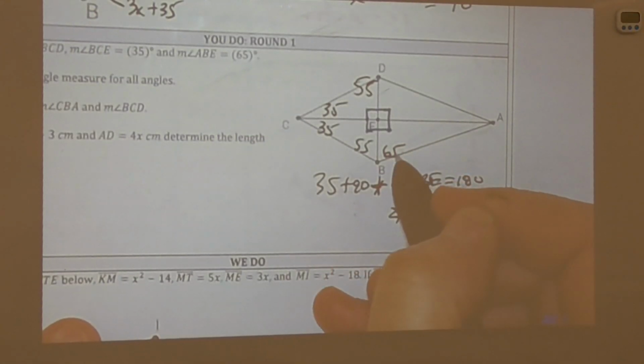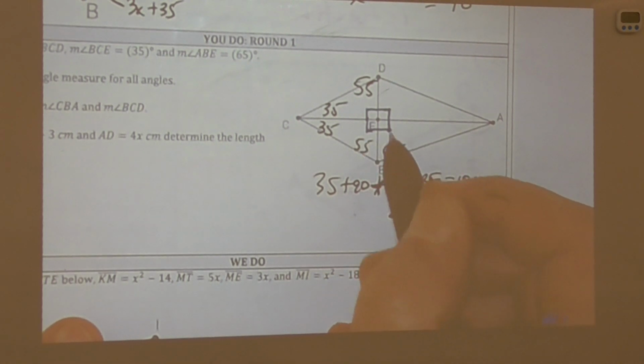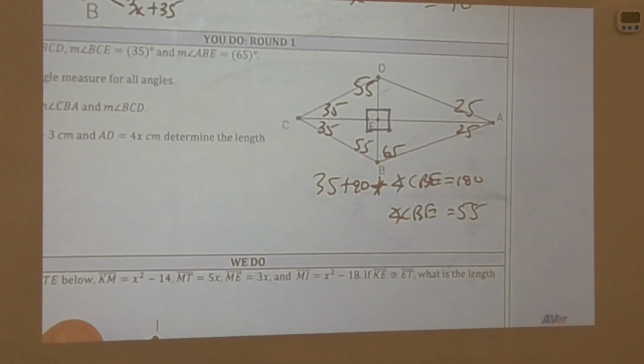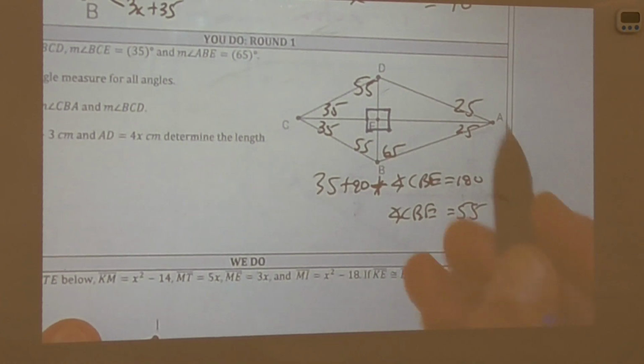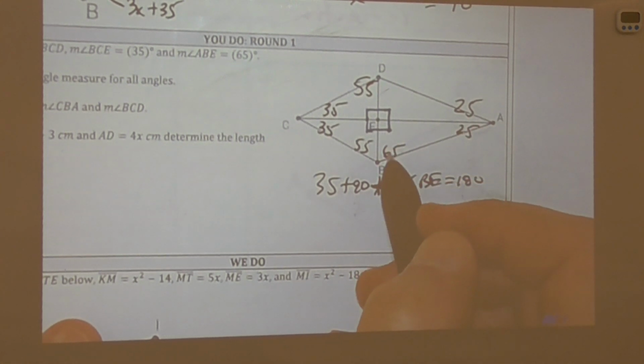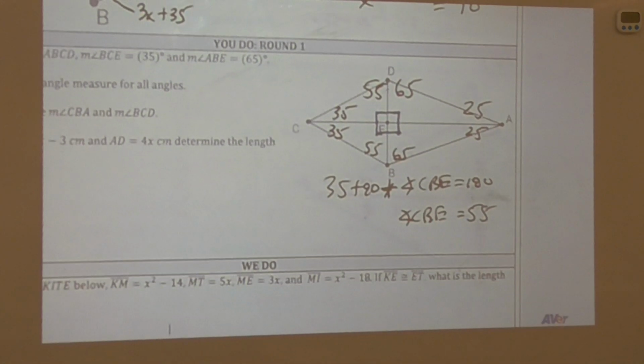Now we have 65 and 90 instead of 55 and 90. So with 65 and 90, we'll get 25 here, and we'll get 25 here. And then we see we have 25 and 90, 25 and 90. Down here is 65, so up here must be 65. All right.